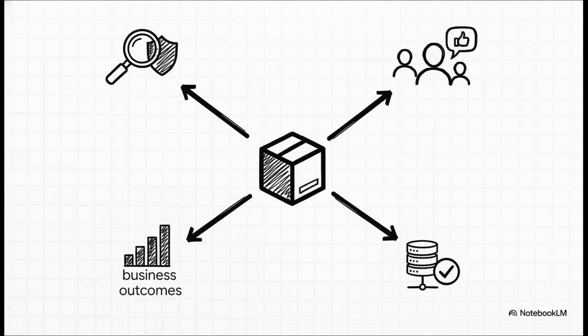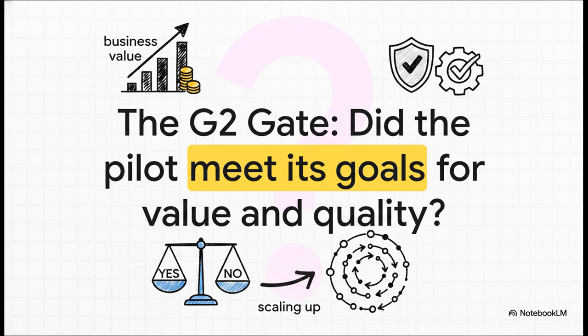Do real users actually find it valuable and easy to use? Is it delivering on the business outcomes we hoped for? And does it work like it's supposed to with real-world data? Which brings us right to Gate 2. After the pilot is done, you have to ask, did it work? Did it meet the thresholds we set for business value, for risk, and for technical quality? This is your big evidence-based decision point on whether or not this thing is ready to scale up.